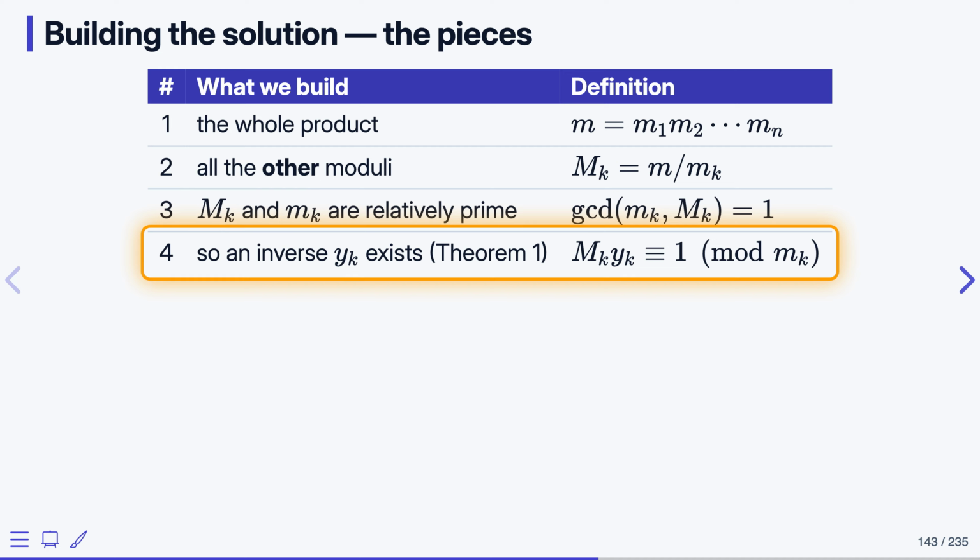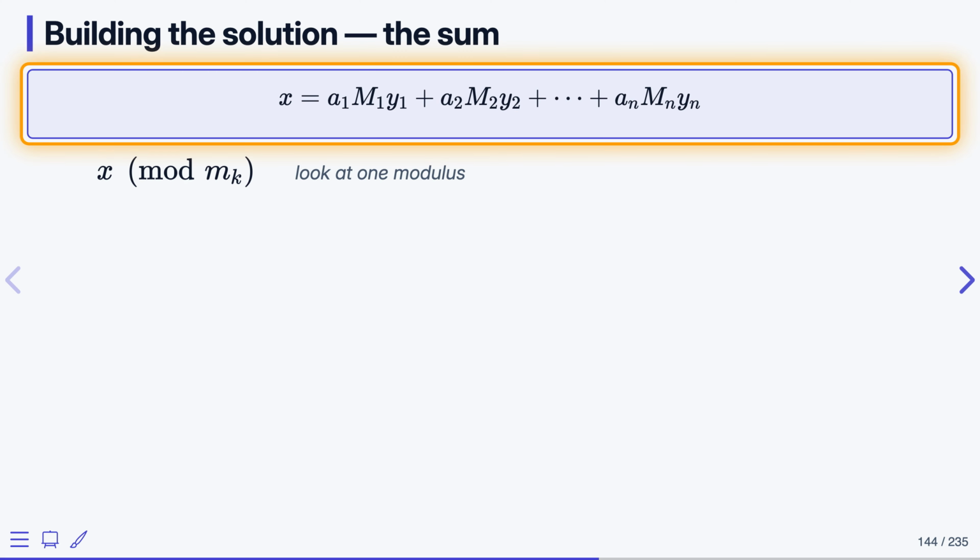Call it y sub k, so big M sub k times y sub k is congruent to 1, mod m sub k. Now form the sum: take a1 times big M1 times y1, plus a2 times big M2 times y2, and so on. Call the whole sum x.